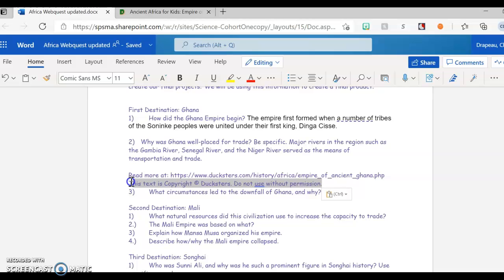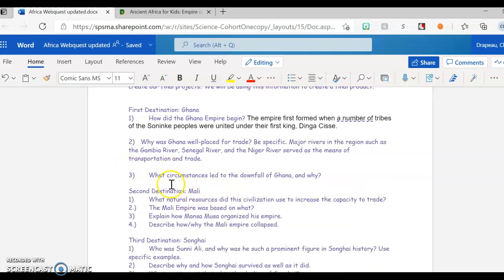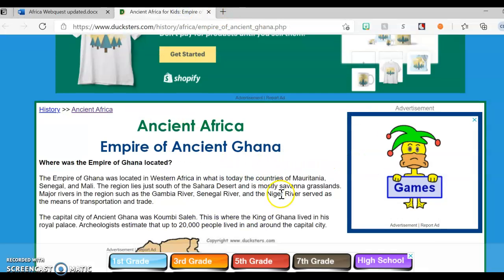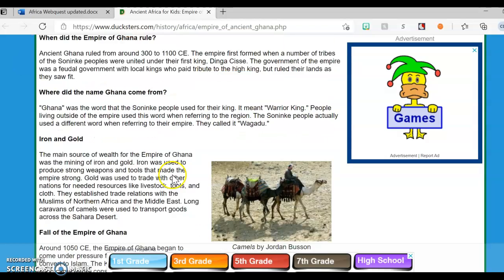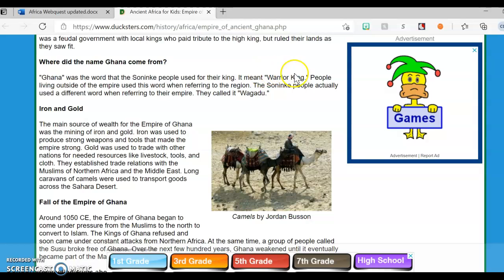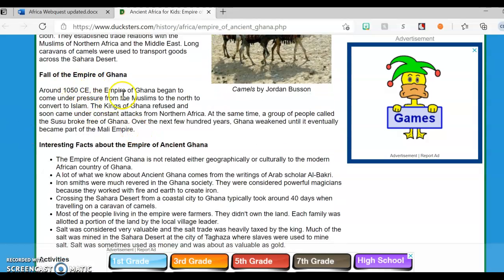And I don't need this because Ms. Draper already knows what websites I'm using. So the next question, what circumstances led to the fall of Ghana? So I'm going to go back to my website. So we found the where, the when, its name comes from warrior king. They traded iron and gold. Oh, fall of the empire.